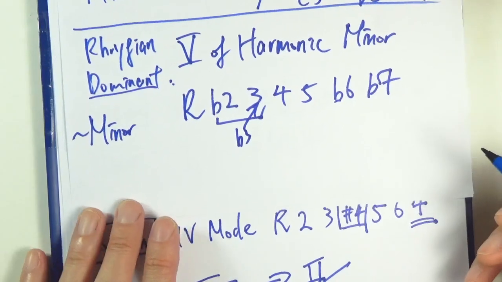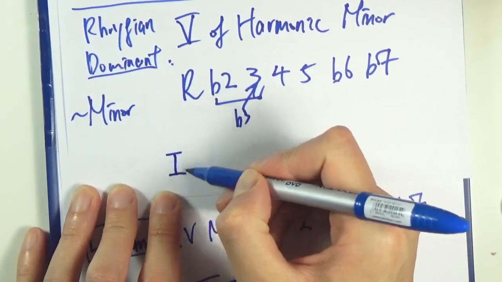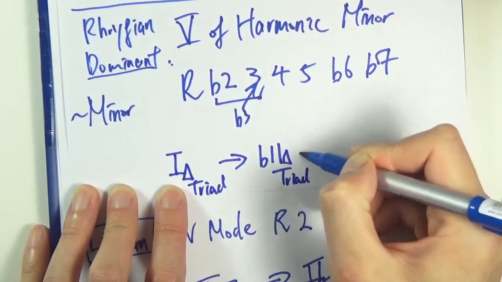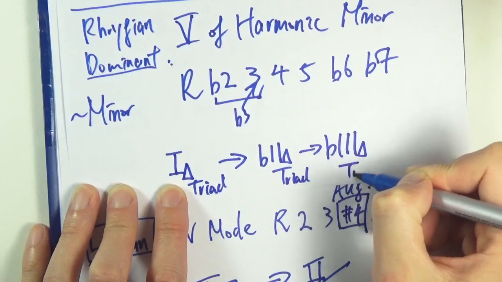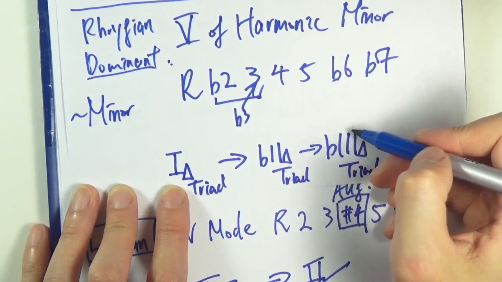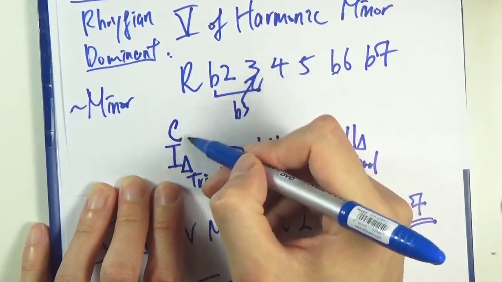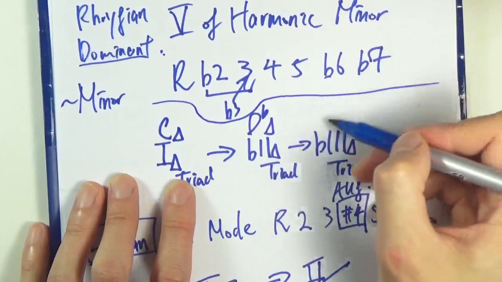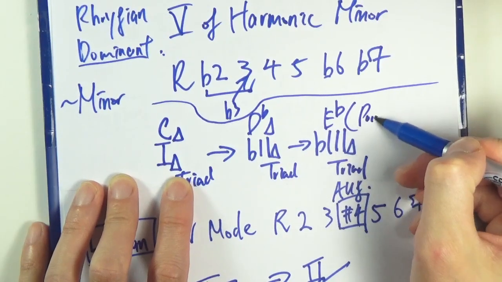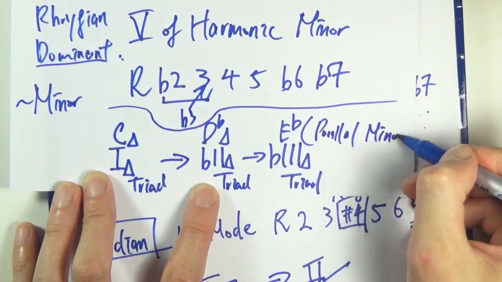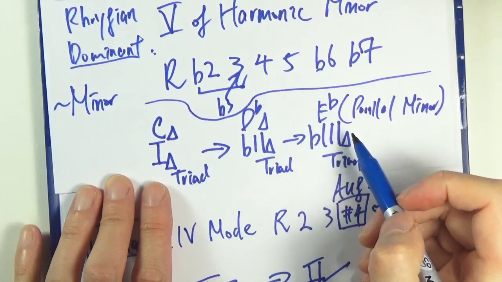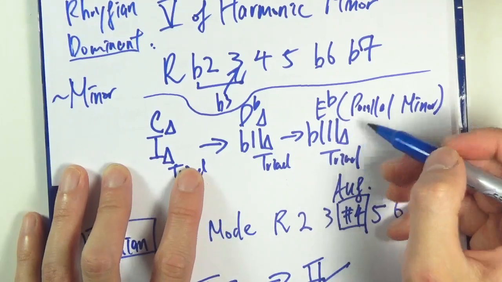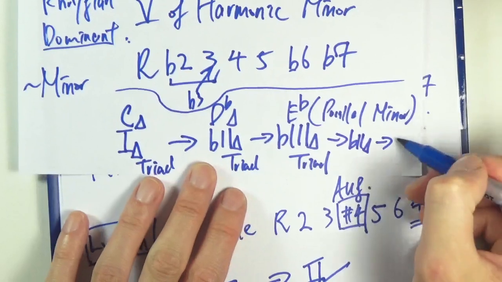Okay, a Phrygian dominant chord progression would be going from 1 major triad to a flat 2 major triad to a flat 3 major triad. Though this one's from the parallel minor. Let's do C, then D flat major triad, right? This one would be E flat. So, this one is from parallel minor, from C minor, all right? So, C major, D flat major, flat 3 major, then head back to flat 2, head back to 1.